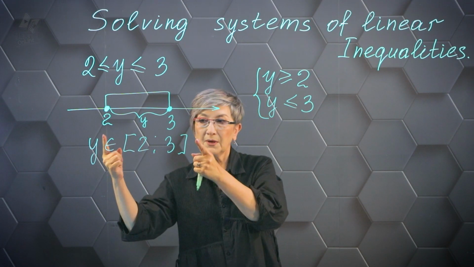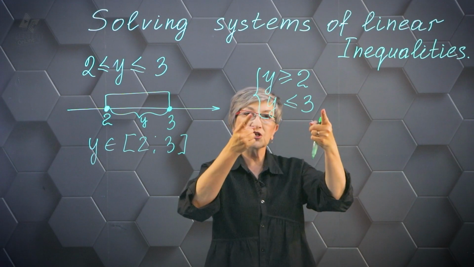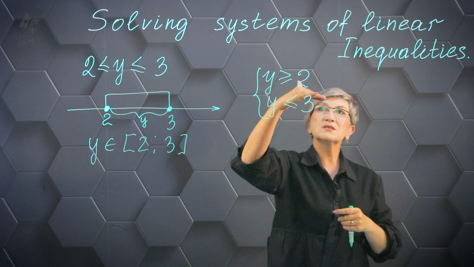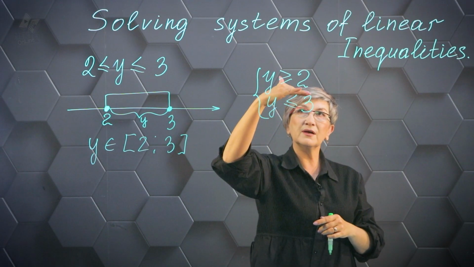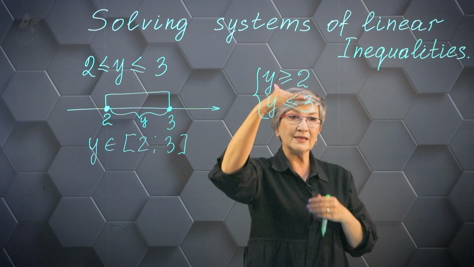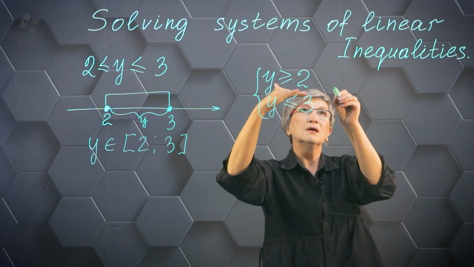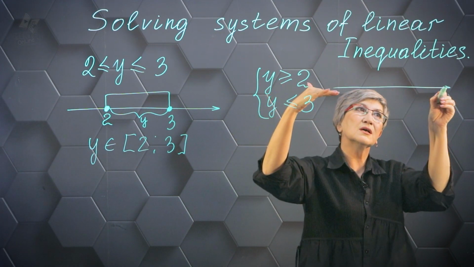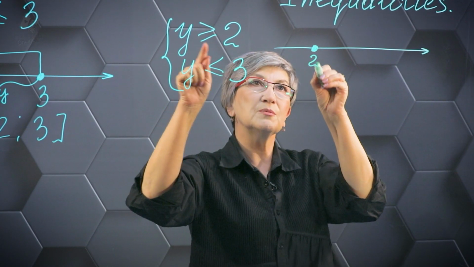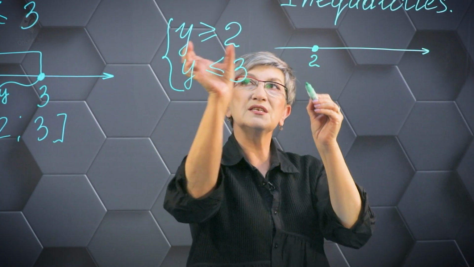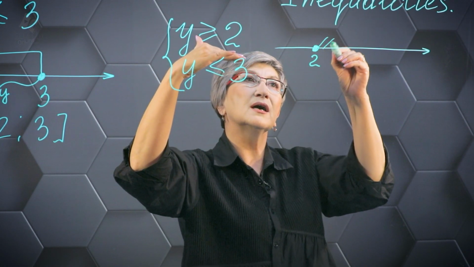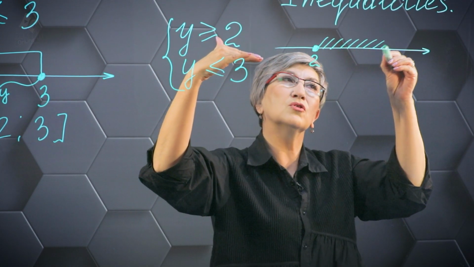Let's go. We will arrive at the same answer, but by solving this system. What steps are necessary? We will separately solve the first inequality: y is greater than or equal to 2. We will show the solution on the coordinate line. Look, I am showing point 2 on the number line. We denote it with a filled dot. All solutions for this first inequality will be located to the right of point 2.